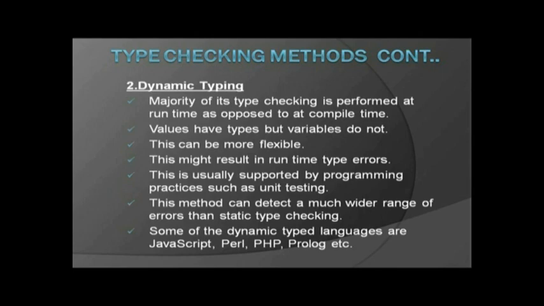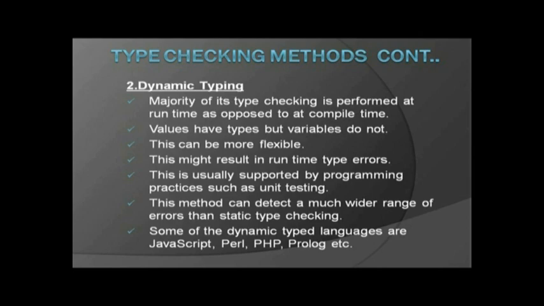The other method is dynamic typing. A programming language is said to be dynamically typed when the majority of its type checking is performed at runtime as opposed to at compile time. In dynamic typing, values have types, but variables do not. That is, a variable can refer to a value of any type.